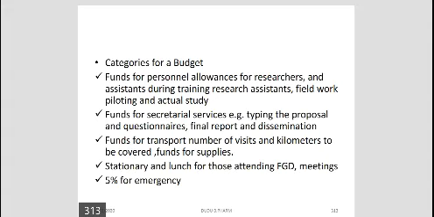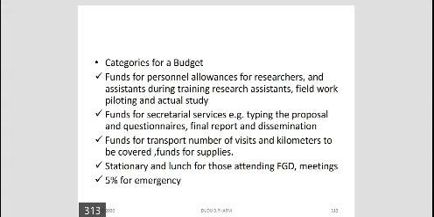Fund for personnel allowances for researchers and assistants during training, research assistants, fieldwork, piloting, and actual start. All of this costs. Sometimes you have researchers. These researchers need allowances and assistants. Assistants also need allowances during training. When you train them, you give them allowance because you have done capacity building. But there, you should know that you have to give them allowance. Fieldwork, piloting, and actual start.